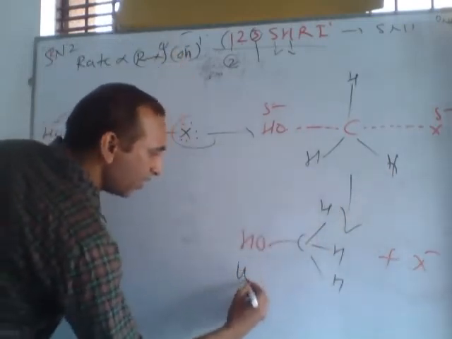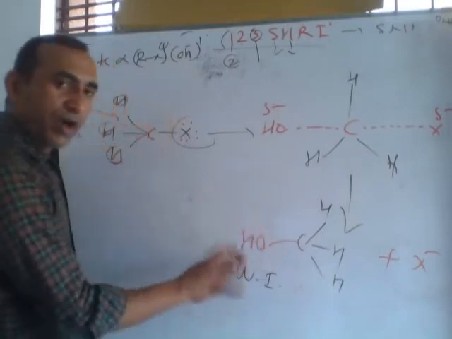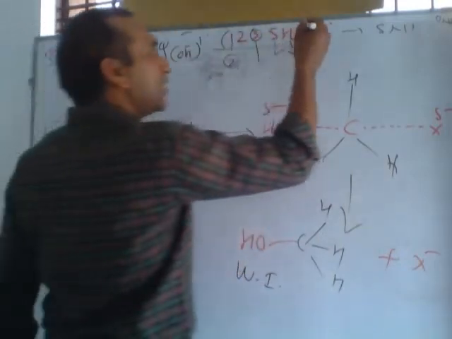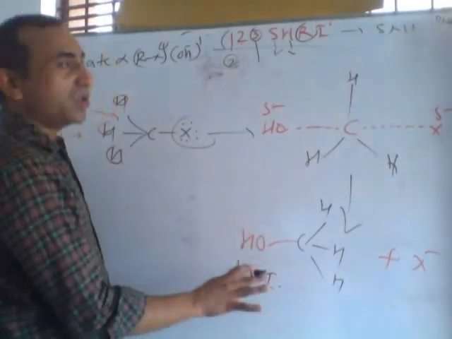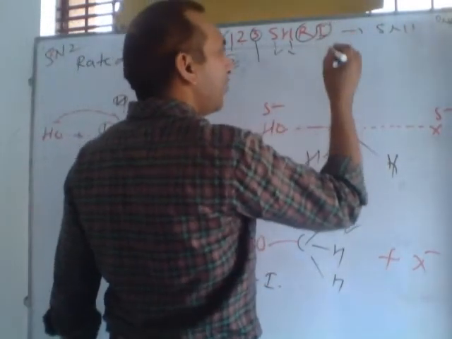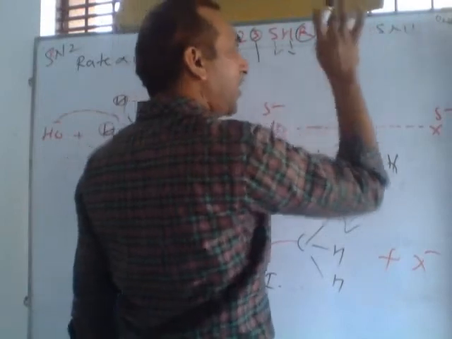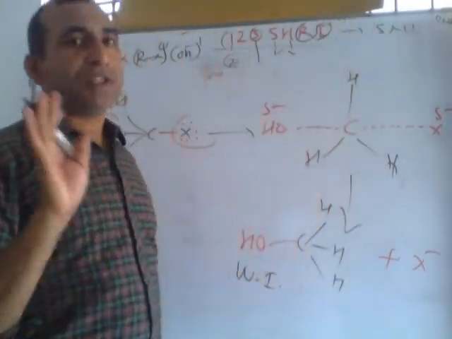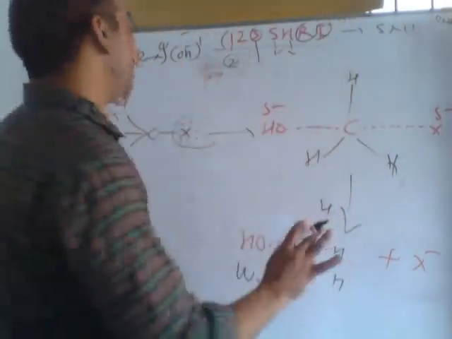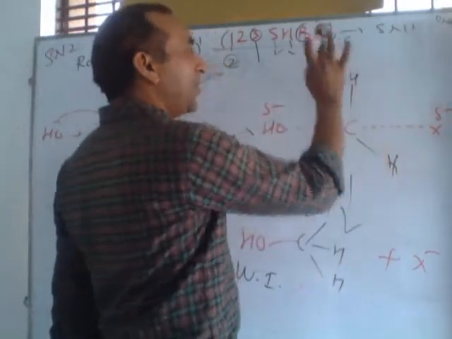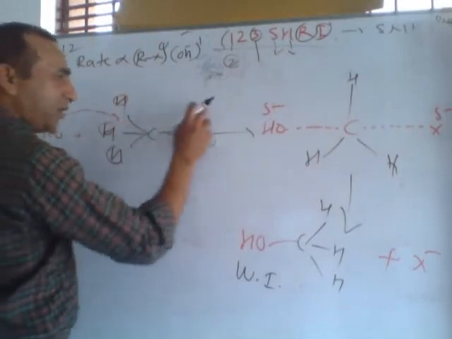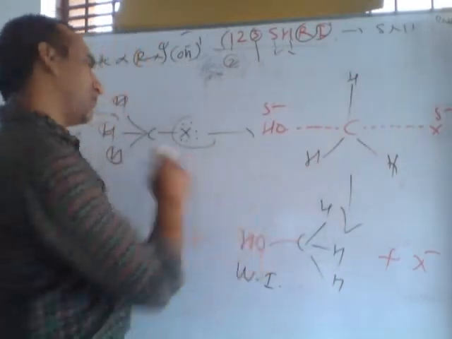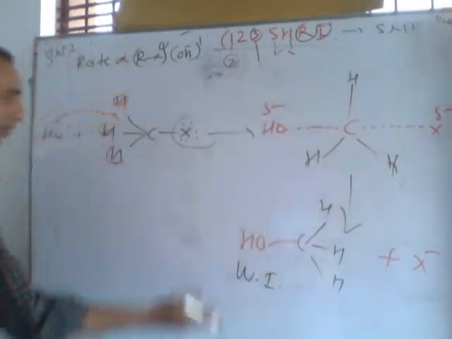This is called WI. WI means Walden inversion. In the first, racemization takes place in SN1, but Walden inversion takes place in SN2. I means intermediate compound. In SN1, the intermediate compound forms as a carbocation, which is a stable compound, and we can isolate it, but in the second, there is no stable intermediate compound. This is a very unstable compound. In the first and second step we can isolate it. The very first reaction gives and forms this compound.